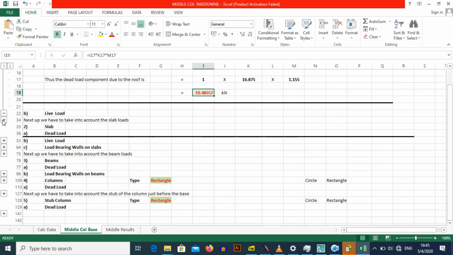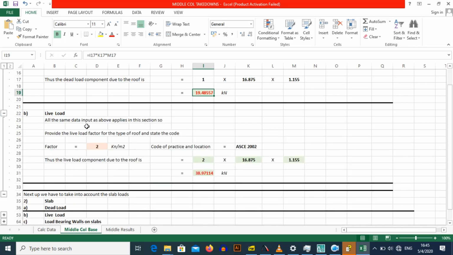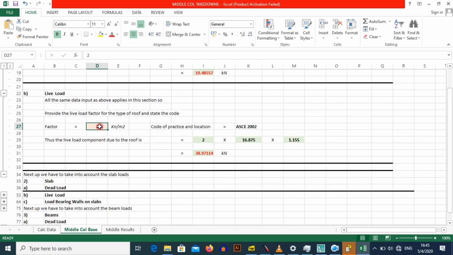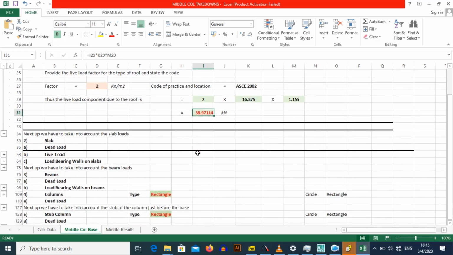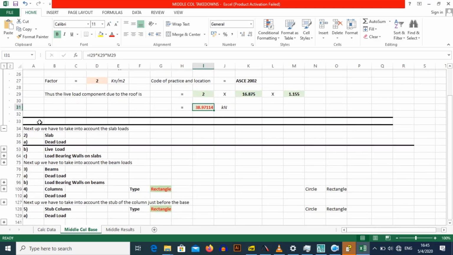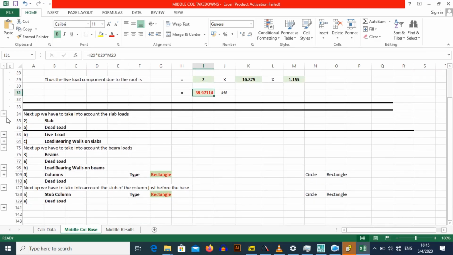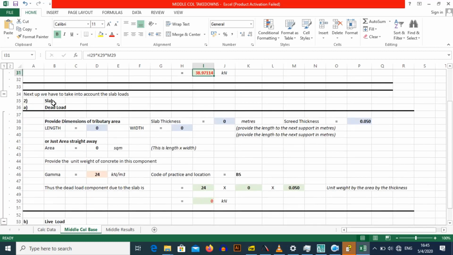And then the next thing is the live load from the roof as well. This one has a factor, and it's also automatically calculated. The factor is 2 kilonewtons per square meter, and this is the live load coming to that column from that roof and going all the way to the foundation. And the next thing we want to take care of is the slab.